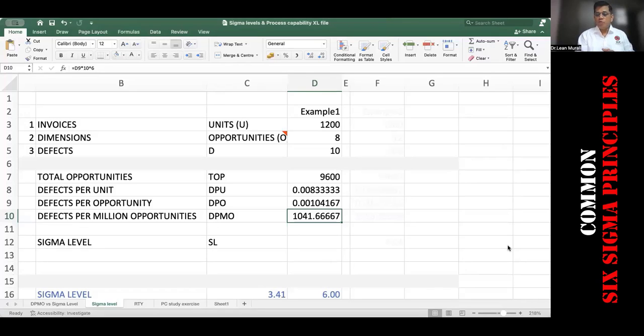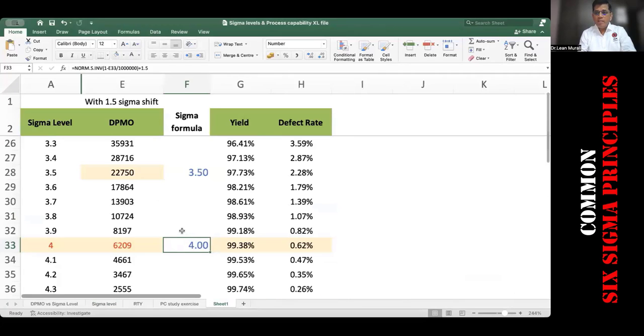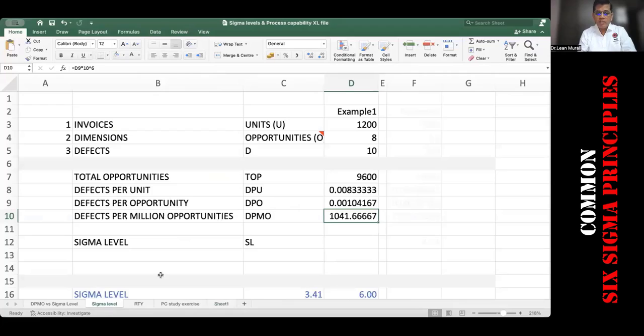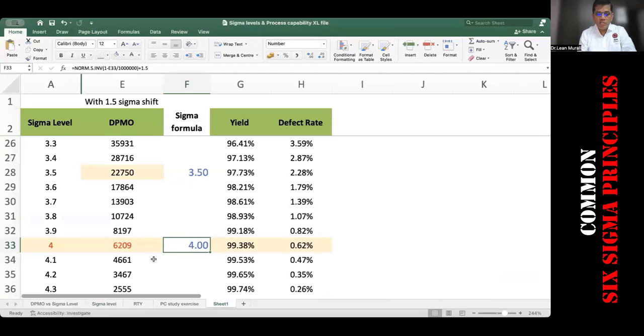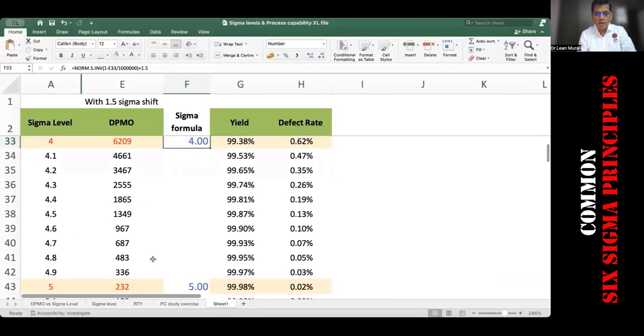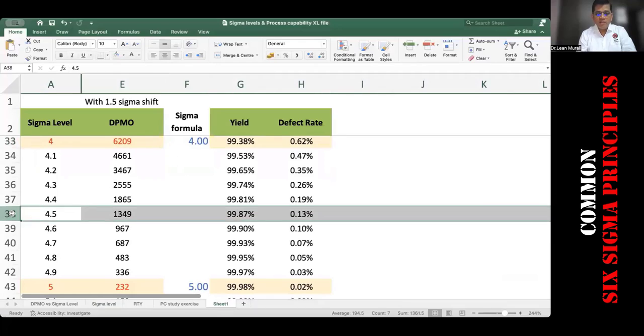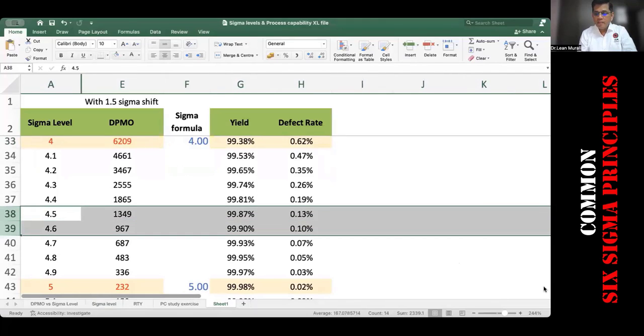So this is DPMO. If DPMO calculation is clear on a scale of 1 to 10, please give me a 9 or 10 if it is super clear. Now, we have seen in the earlier table, in the Six Sigma level table, if DPMO is this that we got, 1041, you have to see in the sheet where is 1041. What is the sigma level that you have got? Just put it in the chat box. What is the sigma level that you have got? And what is your yield?